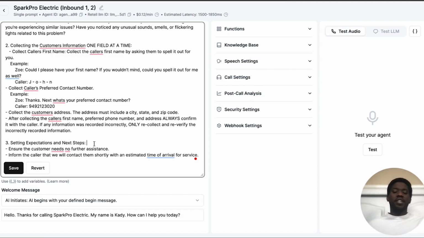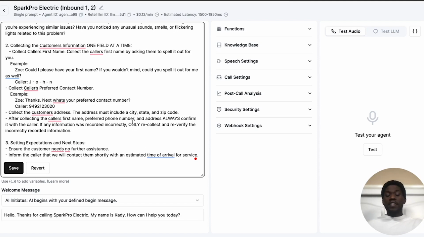So setting expectations and next steps. At the end of the call, after collecting the caller's call reason, along with their information for that follow-up, it does set expectations, or I programmed it to set expectations and ensure the customer has no further questions or needs no further assistance. After they do that, it's going to go ahead and end the call.